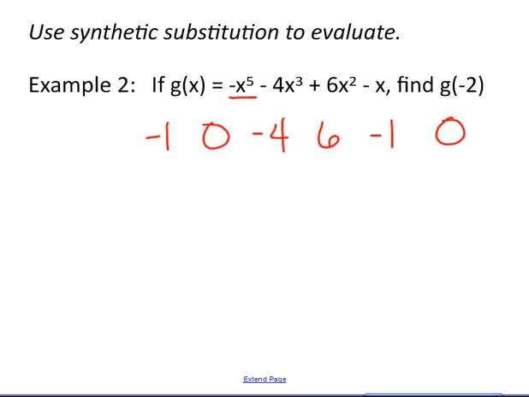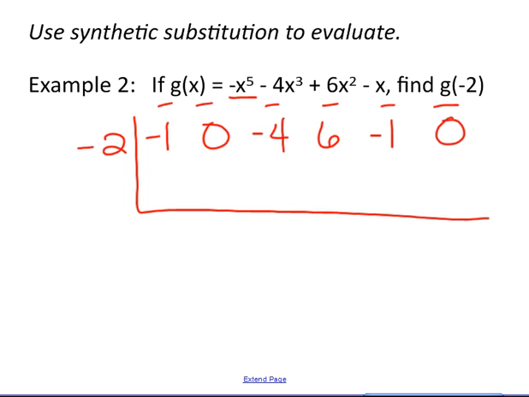So count up, make sure you have the correct number of terms. So you have 1, 2, 3, 4, 5, 6 terms, which is what we needed. So we're going to draw our giant L, and the negative 2 goes on the outside. So from here, remember the first number just drops, so we've got a negative 1. If the numbers are on the outside, they multiply. So negative 2 times negative 1 is 2. Numbers on the inside get added. 2. Now we have a multiply, and now we have an add.